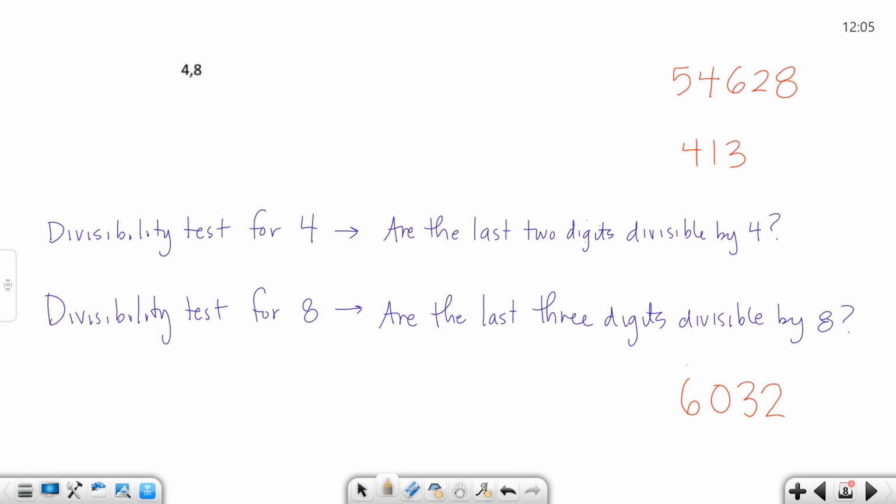My next ones are 4 and 8. What you're going to do with the numbers 4 and 8 is look at the ending numbers, not just the last column, but the last 2, maybe the last 3 columns. The divisibility test for 4 says, are the last 2 numbers divisible by 4? I'm going to start at my bottom and work up. See these 2 numbers right here, 32? 32 is divisible by 4. 4 goes into that. So since the last 2 numbers are divisible by 4, this is divisible by 4.